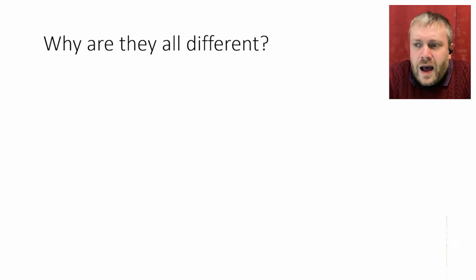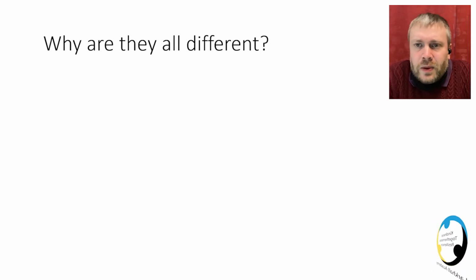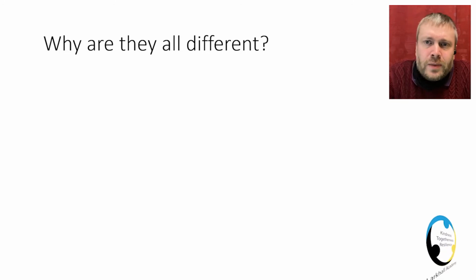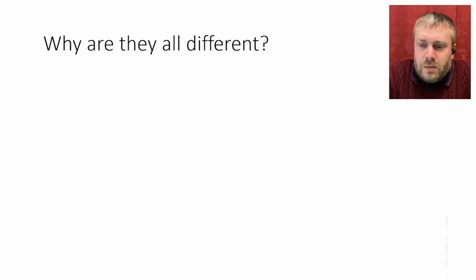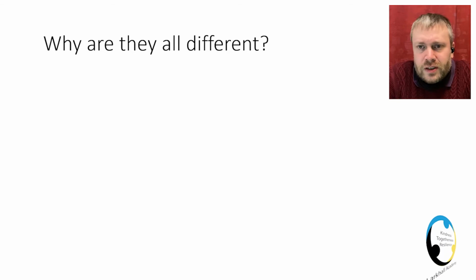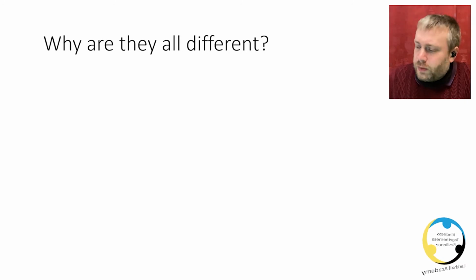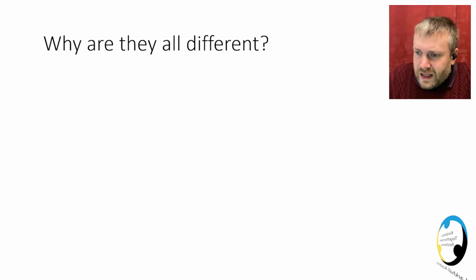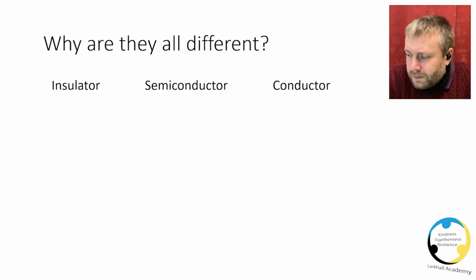So why are the conductor, the semiconductor, and the insulator all different? Why do they behave differently? What's different about them? Well, when we were talking about energy levels a few seconds ago, when we're looking at semiconductors, we tend to think of these energy levels as bands. So we have bands of energy where those electrons are going to be sitting. So we have our insulator, our semiconductor, and our conductor.